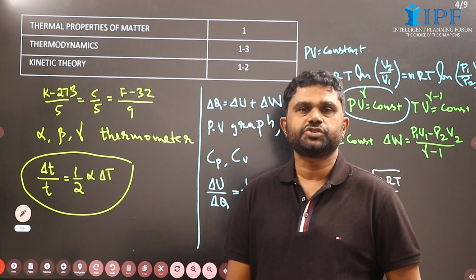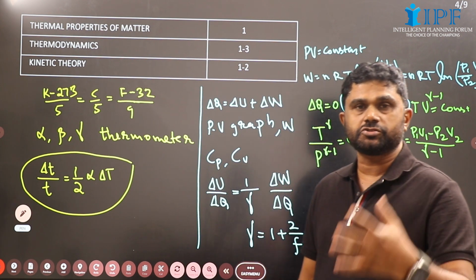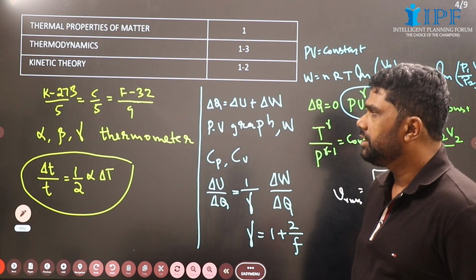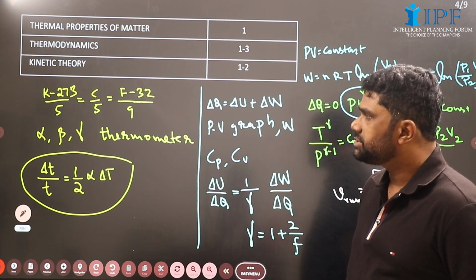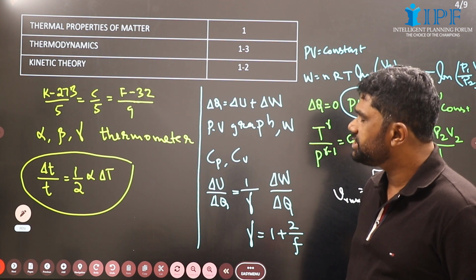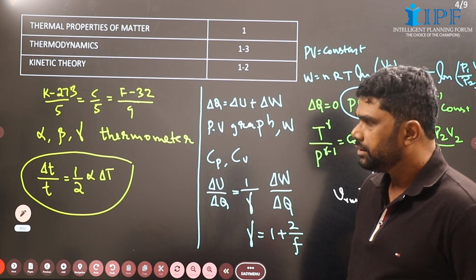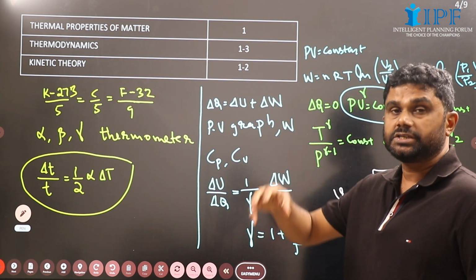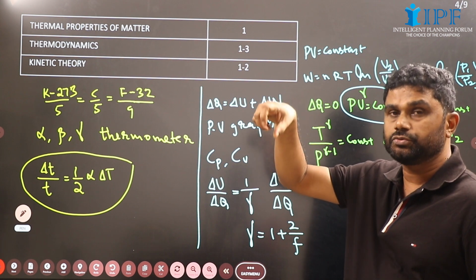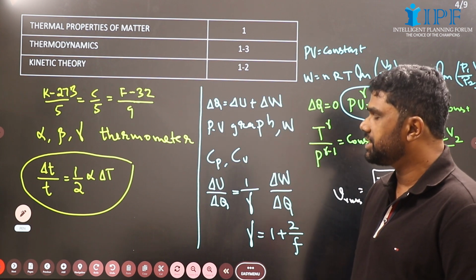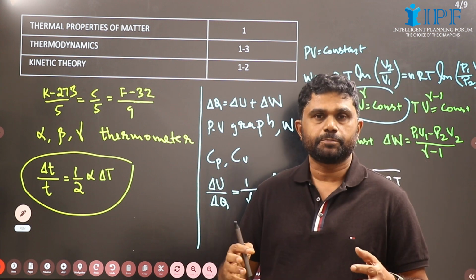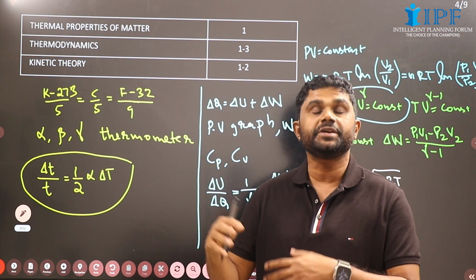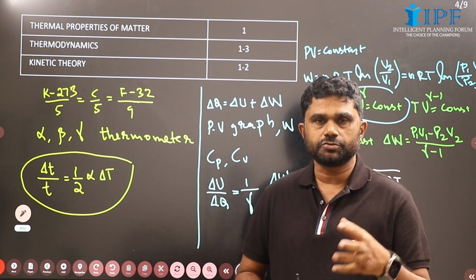Now see thermal properties of matter. One question you can expect. You should know this conversion from one temperature scale to another. K minus 273 over 5 is equal to C, the Celsius reading, divided by 5, then F minus 32 by 9. And to convert temperature in one scale to the corresponding value in another scale, suppose the temperature measured by a faulty thermometer is given, what would be its actual value? That also you should know.